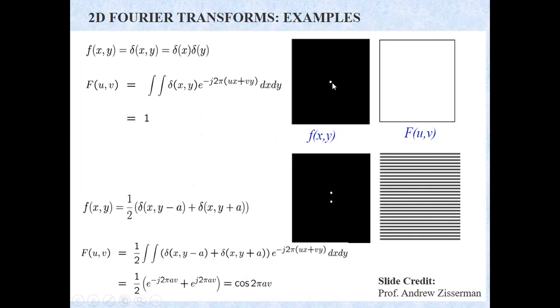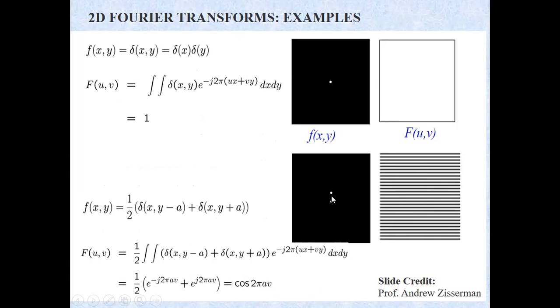Now, if you see an example, if this is the signal, which is an impulse signal, and you take the Fourier transform, it will be just one all through. But if you have two impulses, this is a sinusoid in y direction. You can see here, even in spatial domain, that it is in frequency domain.